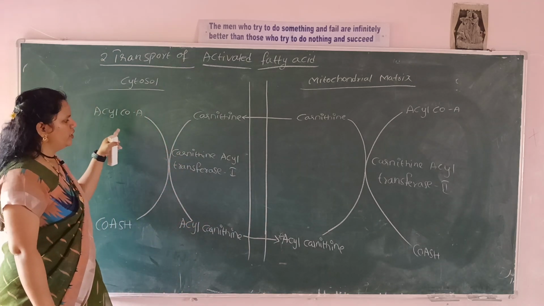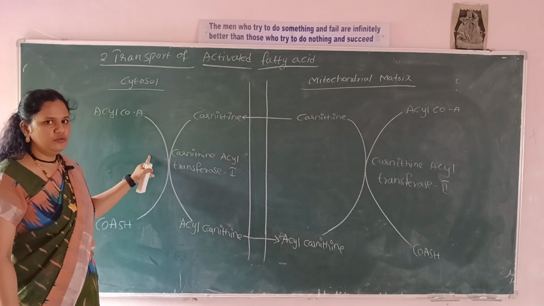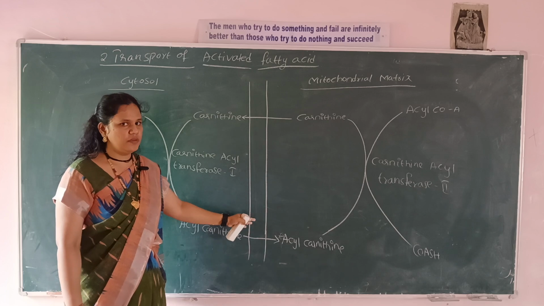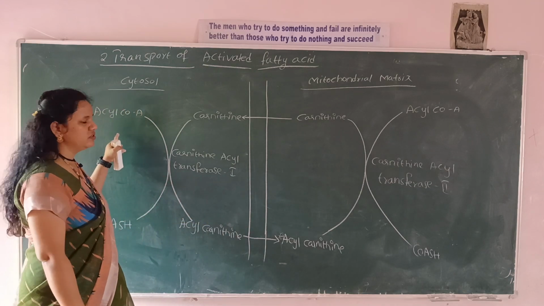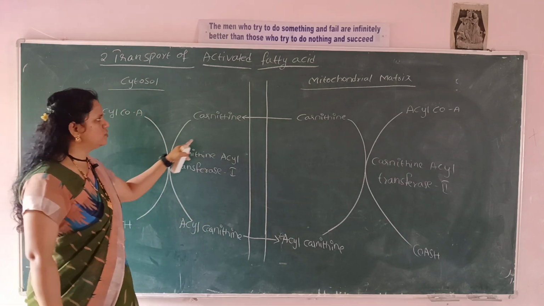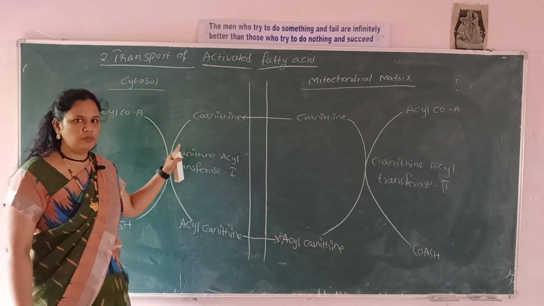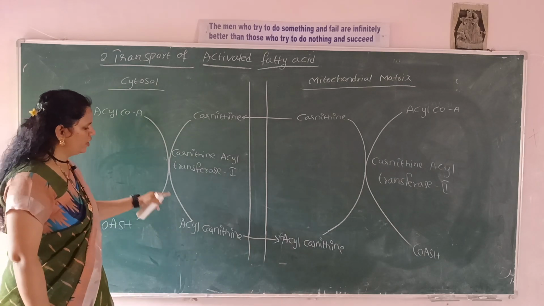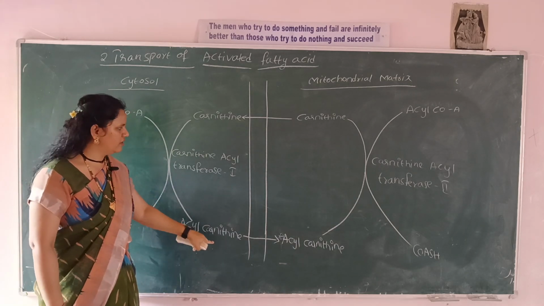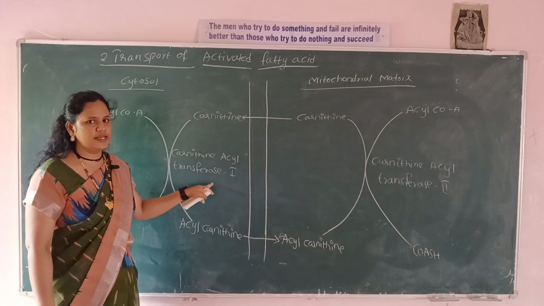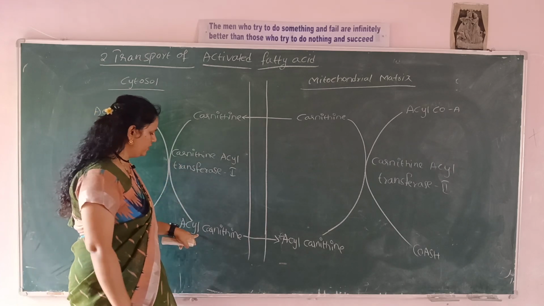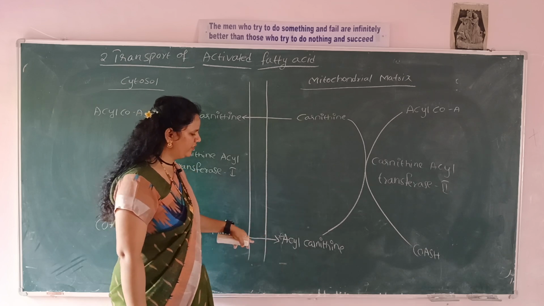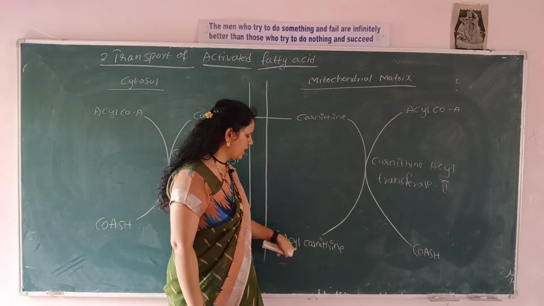Acyl CoA is a large molecule, so it requires more energy to cross the membrane. So here the coenzyme is replaced with the carnitine molecule, which is a small molecule and requires less energy. The acyl CoA is converted into acyl carnitine with the help of the enzyme carnitine acyl transferase 1. Then the acyl carnitine easily crosses the mitochondrial membrane and enters the mitochondrial matrix.